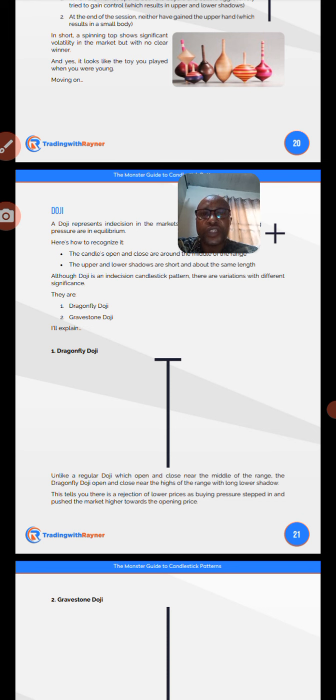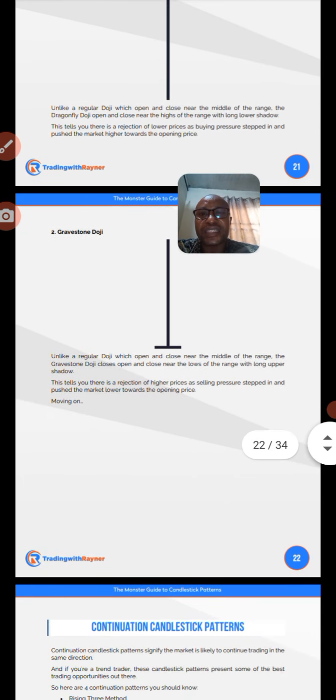Then what is the opposite of it? We have different types of doji. You can see the plus one, the one that looks like a plus. This is another type of doji. We will call it dragonfly. The opposite of it is the gravestone doji.